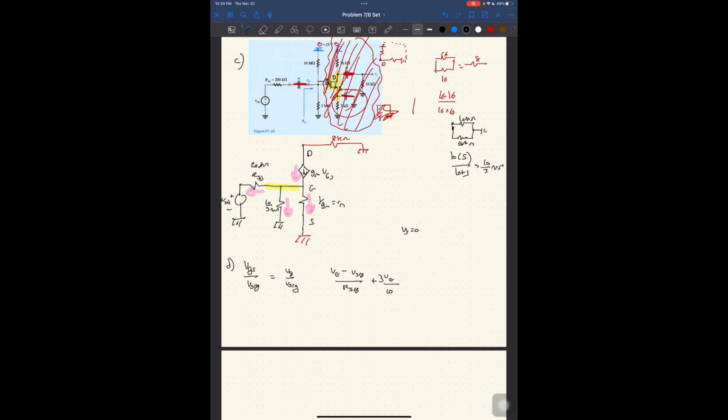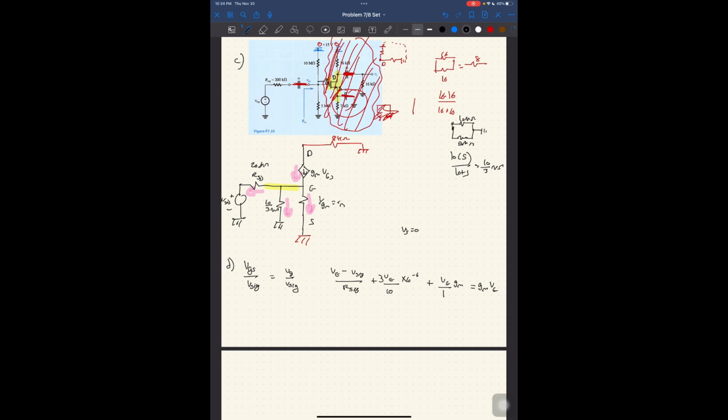Tera, giga, mega is 10 to the 6. So this is times 10 to the negative 6. Plus Vg minus 0, because S is 0, over 1 over Gm. So 1 over Gm is equal to Gm Vg, because S is 0, right? So VGS is nothing but Vg minus Vs, which is equal to Vg.